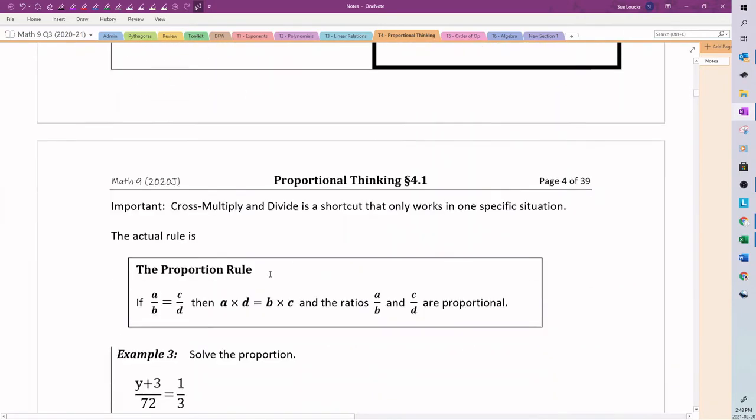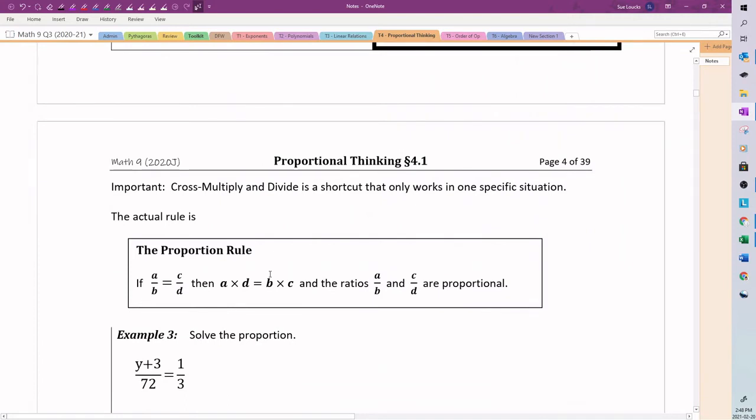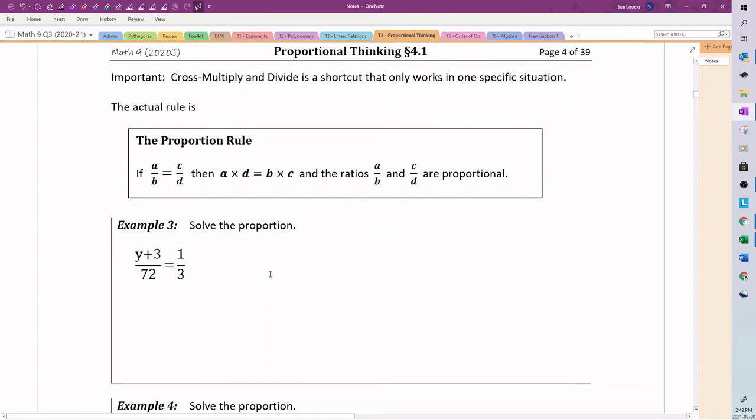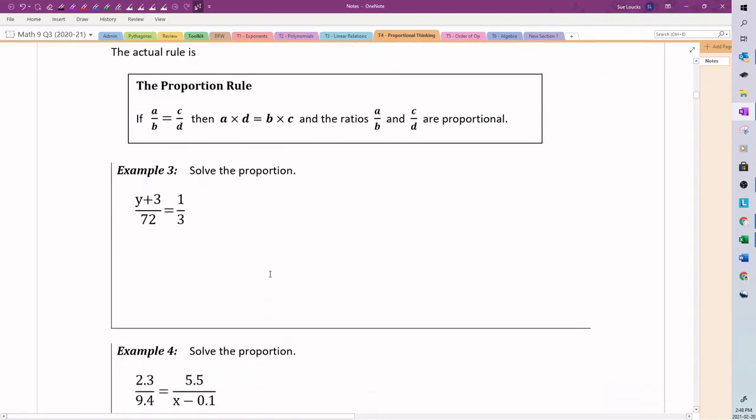Okay, I was actually going to change this page. Darn. Because the way I'm going to have you solve this one now is actually just using the cross multiply and divide, not using the proportion rule, because your algebra skills aren't there yet. I haven't shown you what to do with that, but we can do this just using proportions.